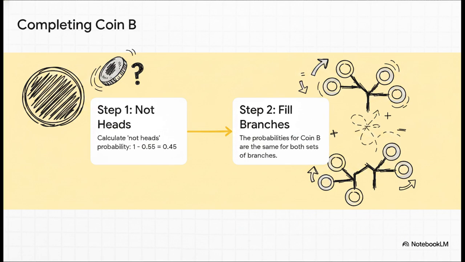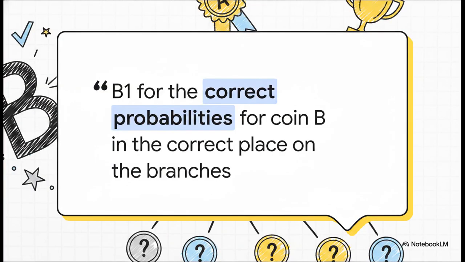And here's the other important bit. What happens with coin A has no effect on coin B. They're independent. That means the probabilities for coin B are the same on both sets of branches. So we fill in 0.55 and 0.45 on the top and do the exact same thing on the bottom. And just like that, you've got your second mark. The examiner gives out another B1 for getting all 4 of those coin B numbers correct. So just by filling out the diagram properly, we're already halfway to full marks.